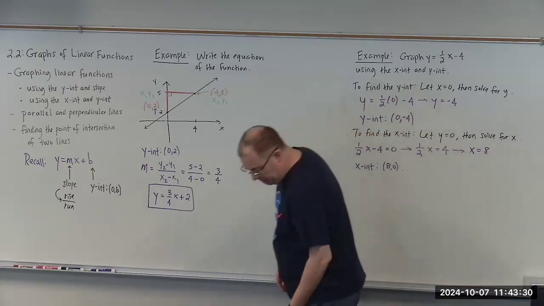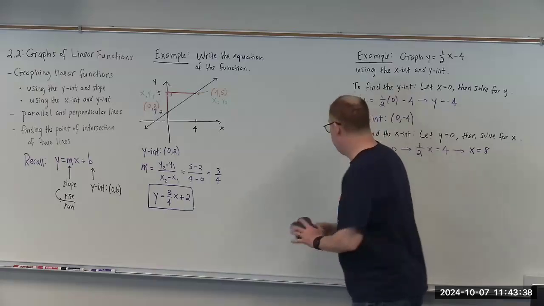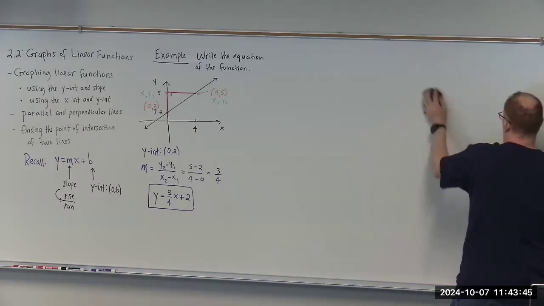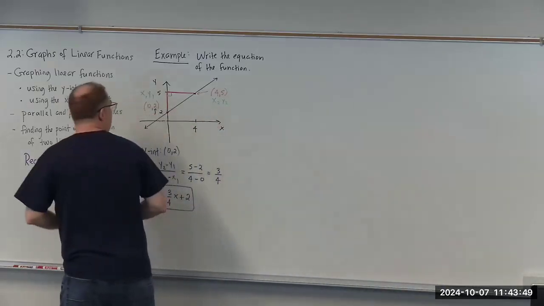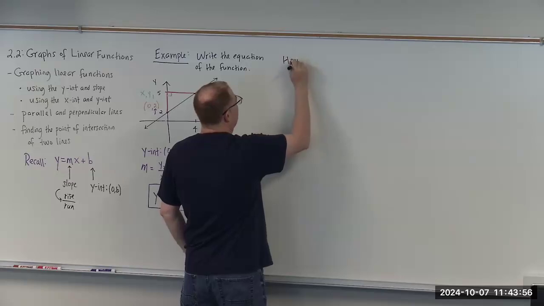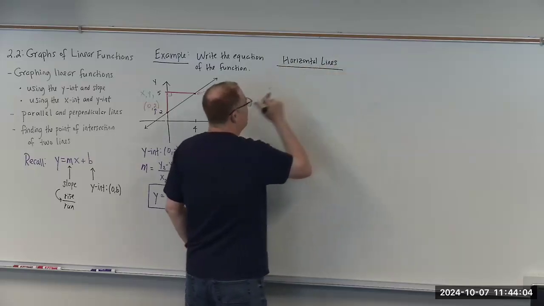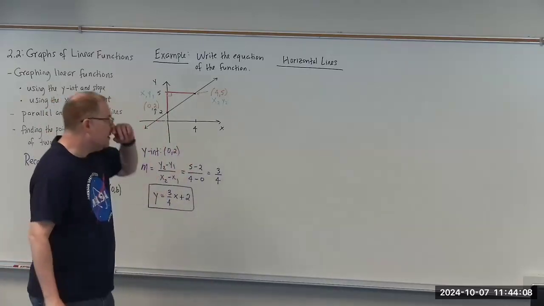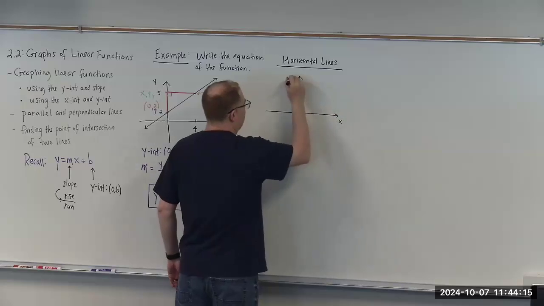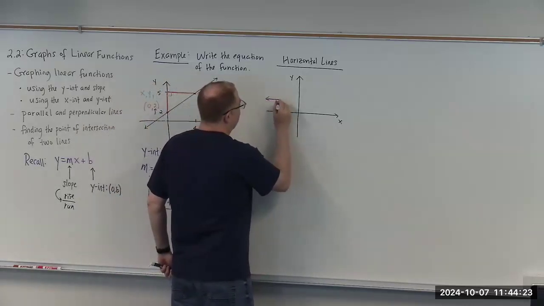All right, let's take a look at some special cases here, particularly horizontal lines and vertical lines. Let's take a look at horizontal lines first. So if we have something like this, I'm just drawing the Cartesian plane, and let's assume that we have our horizontal line like this.